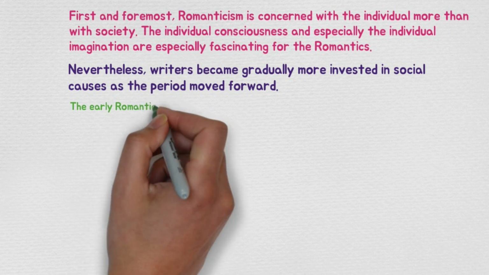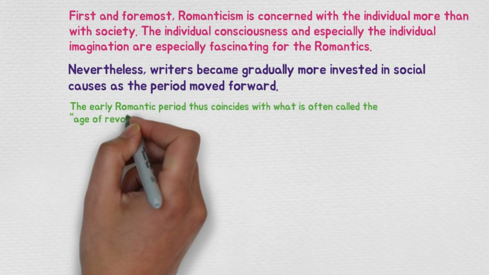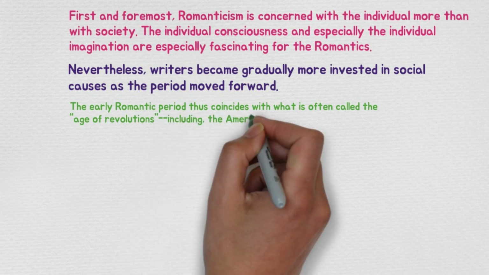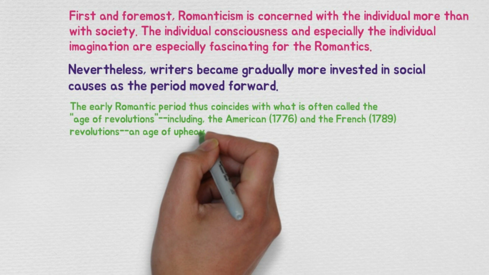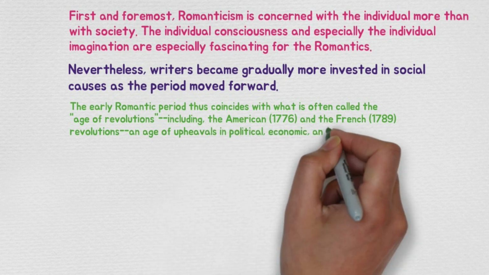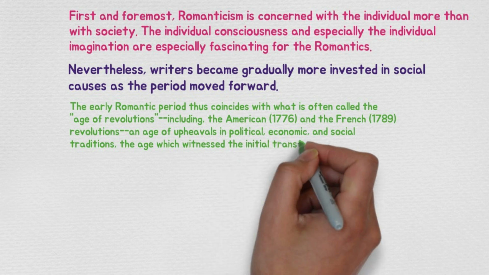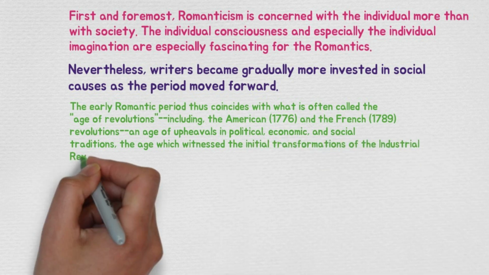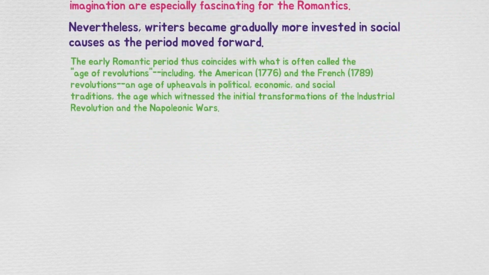The early Romantic period thus coincides with what is often called the Age of Revolutions, including the American 1776 and the French 1789 revolutions, an age of upheavals in political, economic, and social traditions. The age which witnessed the initial transformations of the Industrial Revolution and the Napoleonic Wars.